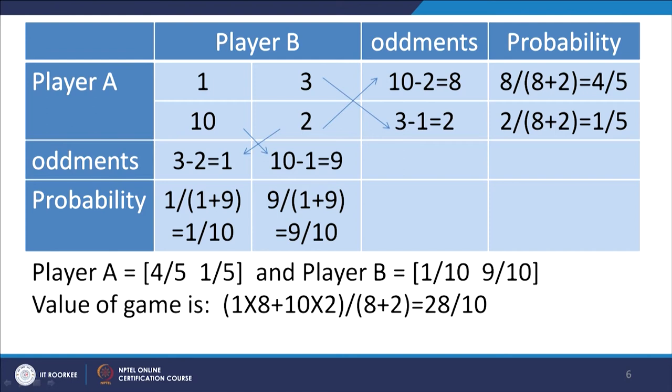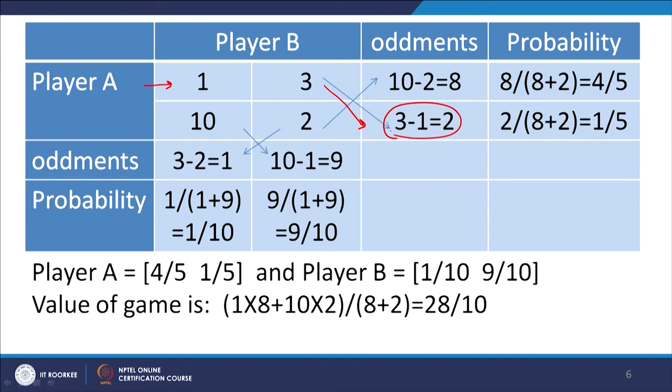So, if you look at the first strategy corresponding to player A, we find that there are two columns for B, that is 1 and 3. Now, we will find out the oddments by finding the difference between 3 and 1. Corresponding to the first row, we have 3 minus 1, which is equal to 2. Now, this oddment has to be created by subtracting the smaller one from the larger one. No matter which one is smaller or which one is larger, always the oddments have to be calculated using the larger minus the smaller quantity. So, in this case 3 is larger. So, therefore, 3 minus 1 is equal to 2.